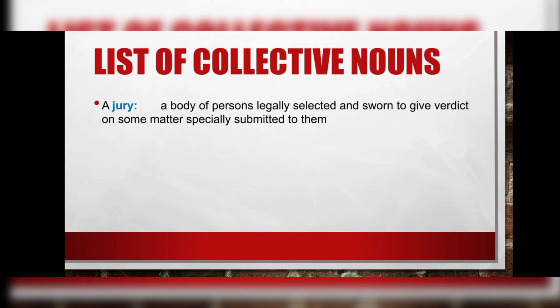A jury. Who or what is a jury? It is basically a body of persons legally selected and sworn to give a verdict on some matter specially submitted to them. We can simply say that a jury has made a decision on some specific lawsuits. So jury is considered here as a singular subject or singular entity.